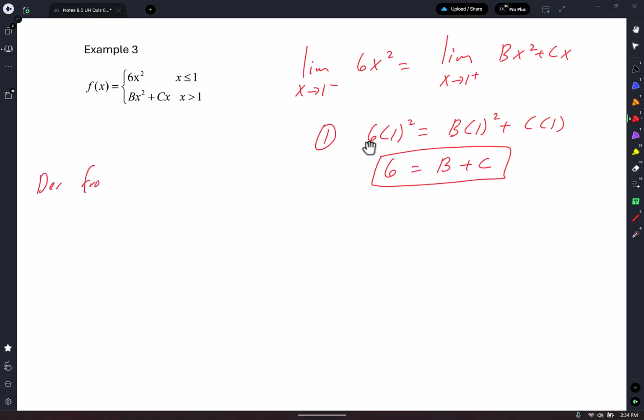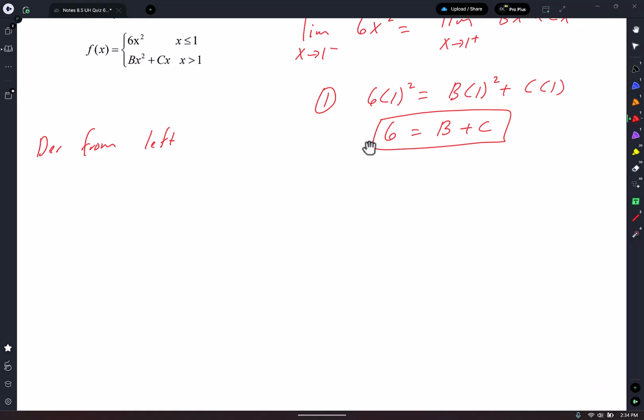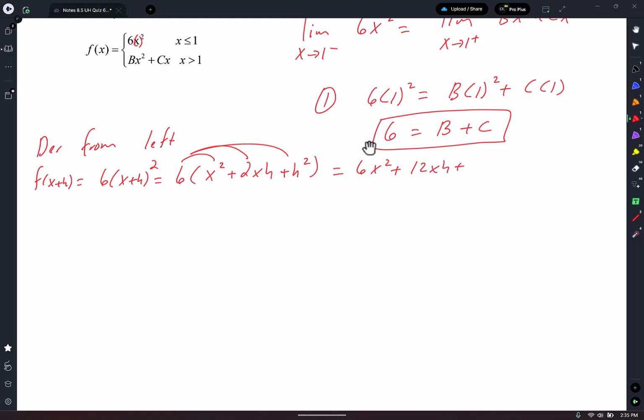Now let's find the derivative from the left. I need f of x plus h. F of x plus h equals, wherever I have an x, I'm plugging in x plus h. 6 times the quantity x plus h, with a square on it. So 6 times x times x, plus 2xh, plus h times h. Distribute the 6: 6x squared plus 12xh plus 6h squared.